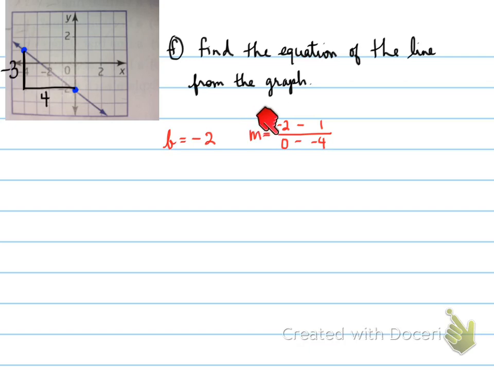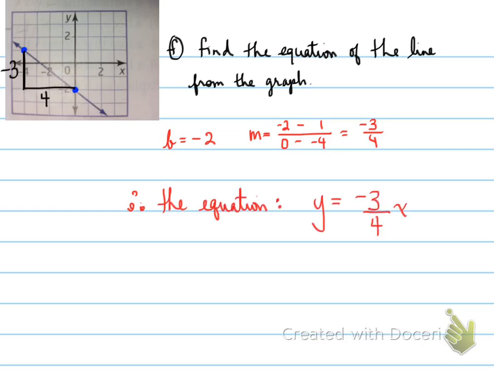Or we could have used the coordinates like we did here, and that also would have given us -3 over 4. So either way, whether we do it on the graph or we use the formula, we will get the exact same slope, regardless of which way we choose. Next, we can find the equation. The equation is y equals -3 over 4x minus 2.